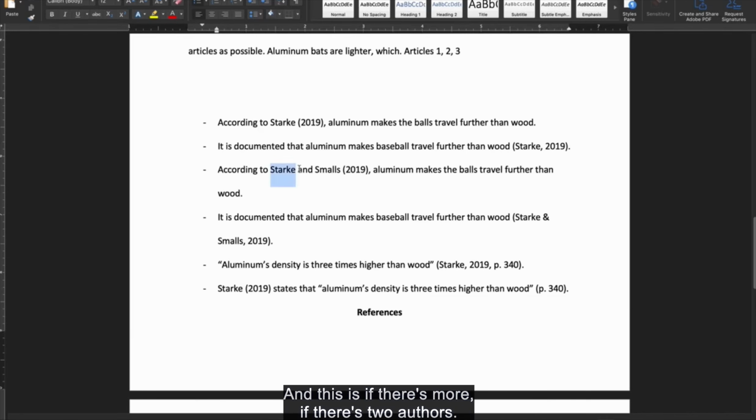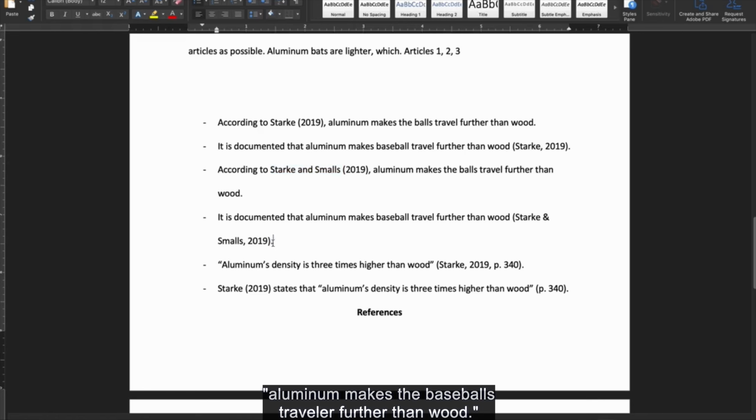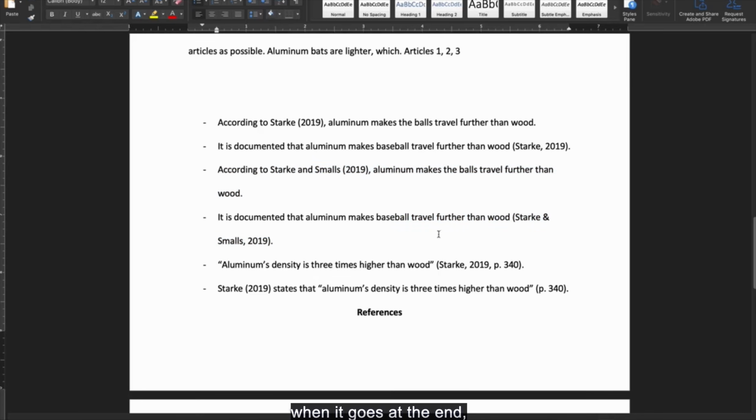And this is if there's 2 authors. According to Stark and Smalls, 2019, aluminum makes the baseballs travel further than wood. And then this would be the opposite of that when it goes at the end. It is documented that aluminum makes baseballs travel further than wood, Stark & Smalls. You see how I use the ampersand here? You spell it out when it's outside the citation, and when it's inside the citation, it's with an ampersand.